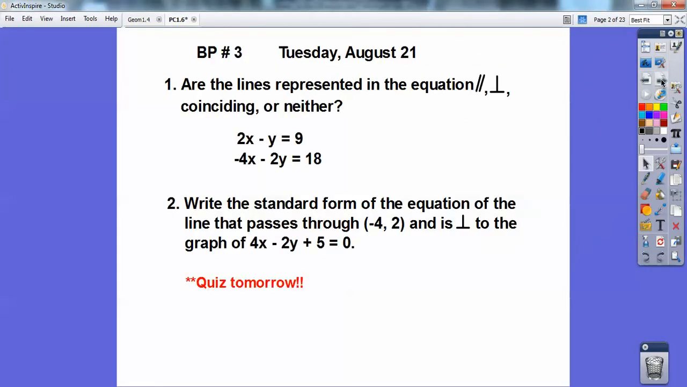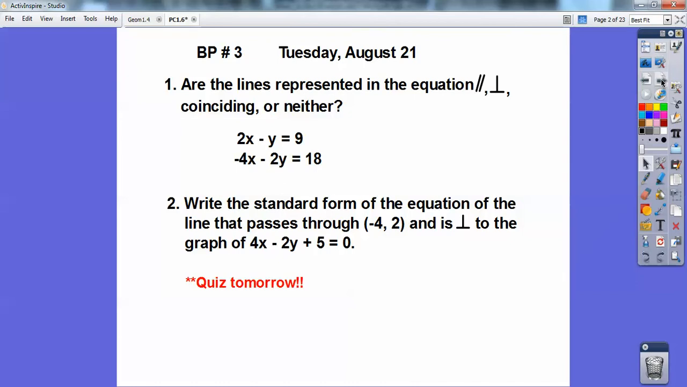So let's take care of this board problem. I don't know what your date is. This was the date the last time I did this board problem 3. I'll have to change it when I get to my new class. So are the lines represented in the equations parallel, perpendicular, coinciding, or neither?